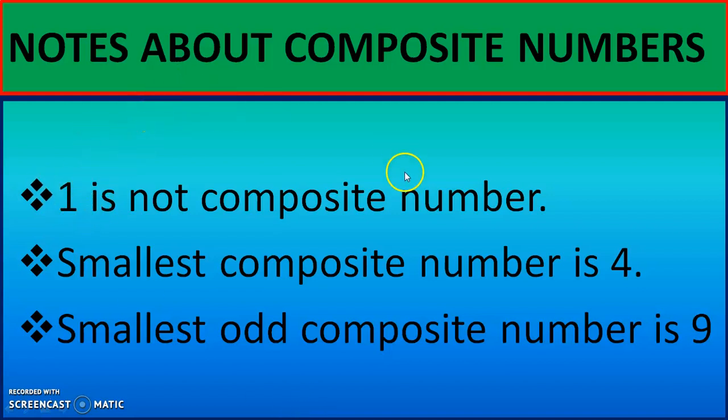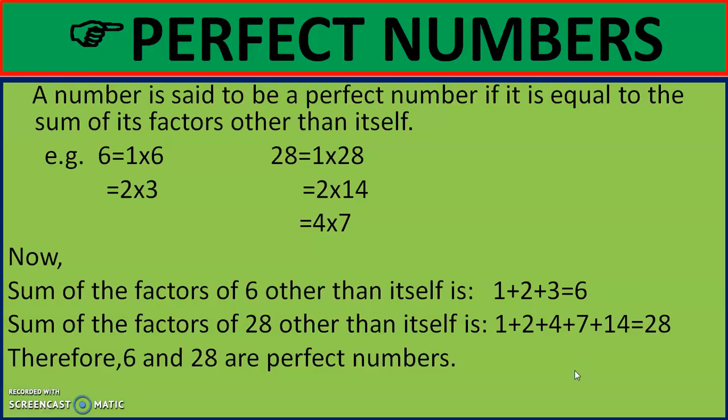So, notes about composite numbers. 1 is not a composite number. The smallest composite number is 4. The smallest odd composite number is 9.